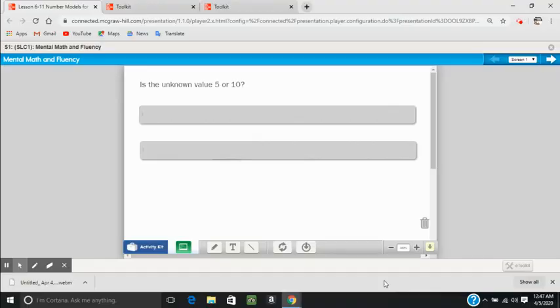We're going to start today's math lesson with some mental math. It says, is the unknown value 5 or 10? So the answer is either going to be 5 or 10. Remember, these are quick facts, so ready? Here we go.